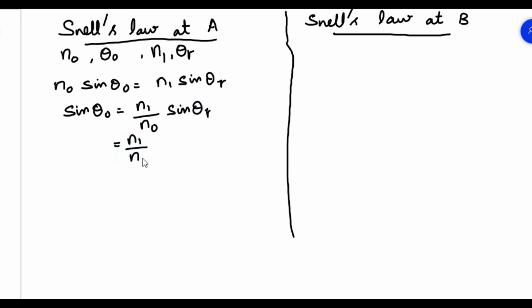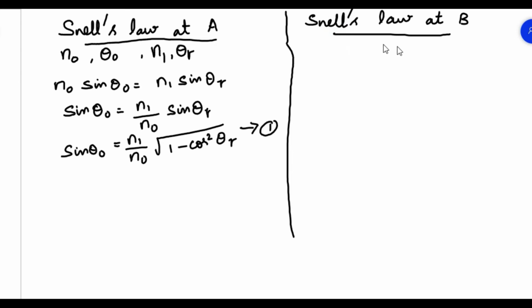I am going to use trigonometric relation here. So N1 by N0 as it is, instead of sine theta r, I write root of 1 minus cos square theta r. According to trigonometric relation, sine square theta r plus cos square theta r is equal to 1. So this is the relation for sine theta naught. Let me mark it as equation 1.